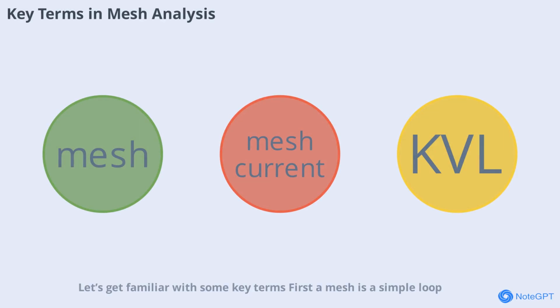Let's get familiar with some key terms. First, a mesh is a simple loop, as we discussed. Next, mesh current is the hypothetical current that flows around each mesh. These mesh currents are what we solve for using mesh analysis. Finally, Kirchhoff's voltage law, or KVL, is the backbone of this method. KVL states that the sum of voltages around any closed loop in a circuit is zero. These concepts form the foundation of mesh analysis.